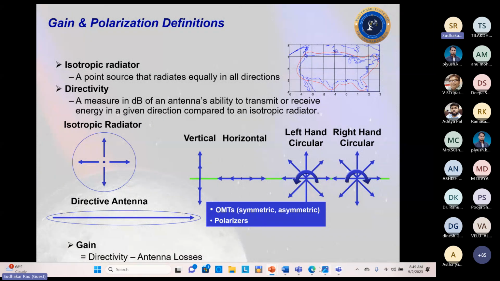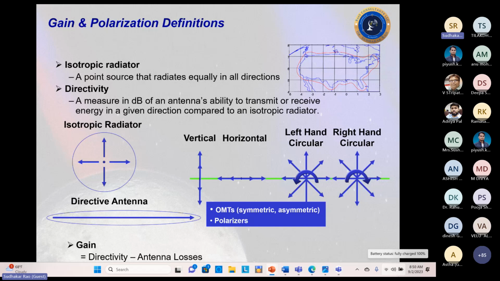So on the bottom, you see directive antenna. So that means all the energy is focused in a small region. The narrower the region becomes, the higher the directivity becomes, or the gain. So gain is nothing but directivity minus antenna losses. So in industry, we don't care about directivity because directivity is how it radiates from the aperture, how efficiently it radiates. But you need to quantify the antenna losses.